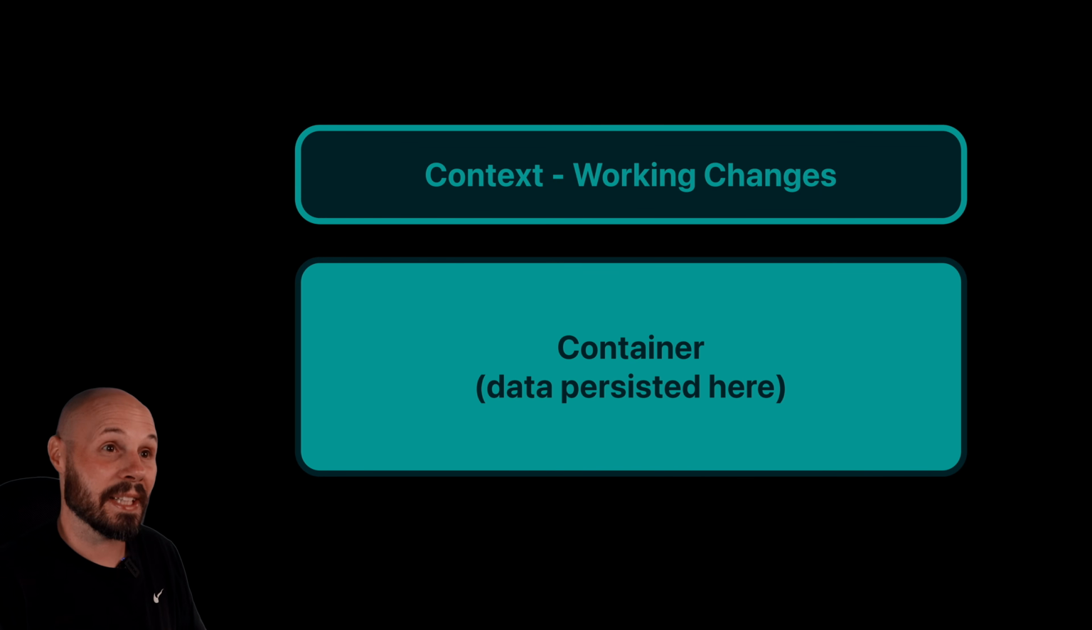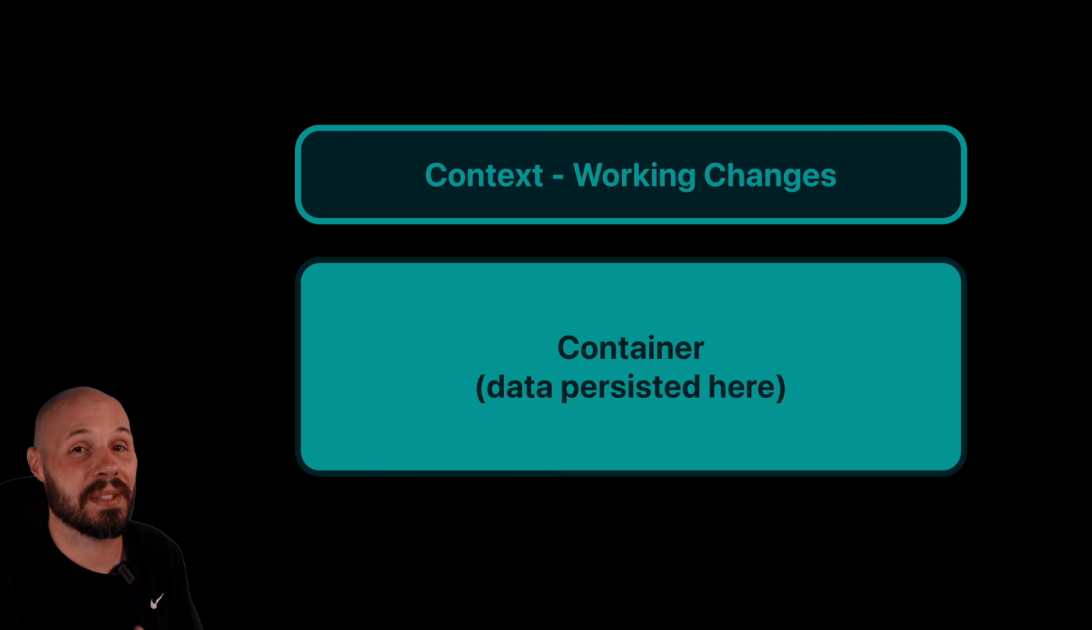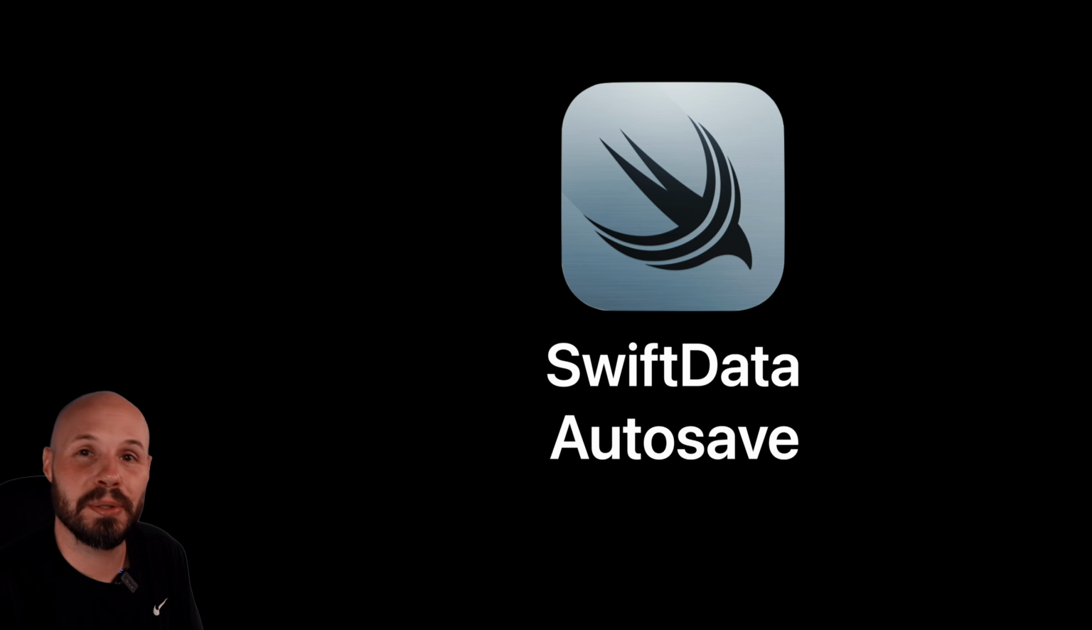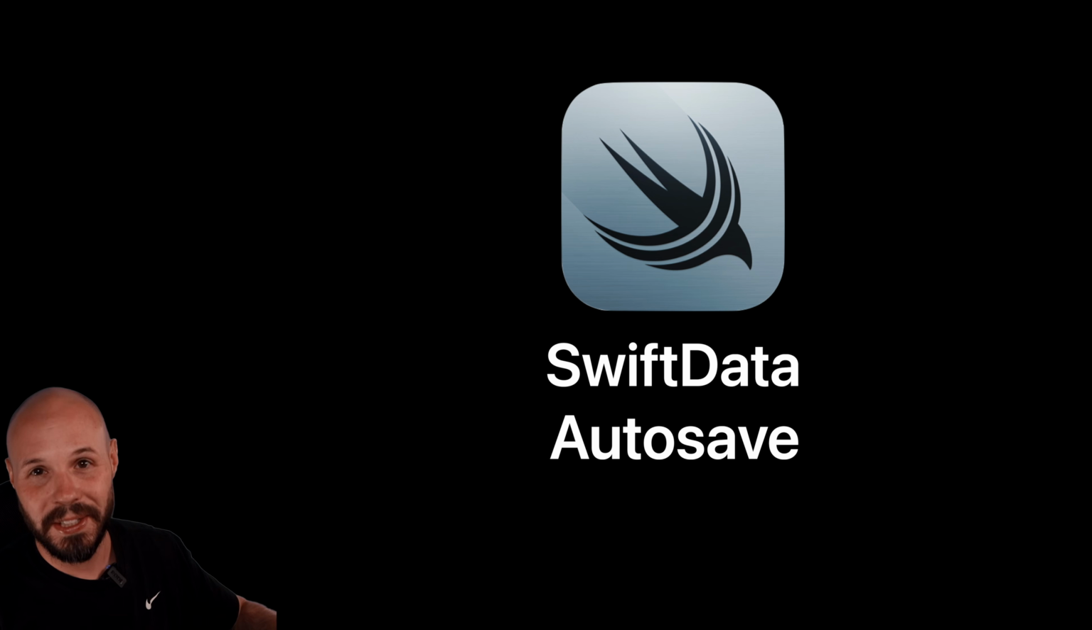Now back in Core Data, every time you wanted to save your working changes, you had to explicitly write code to save it. Luckily, in SwiftData, they introduced autosave that triggers every SwiftUI view update or after a certain amount of time. So that's one thing that SwiftData takes off your plate.